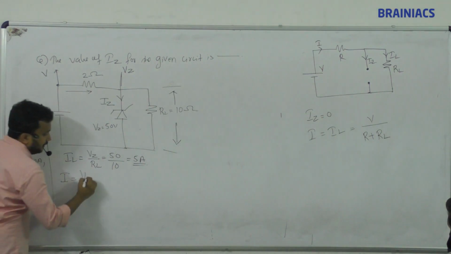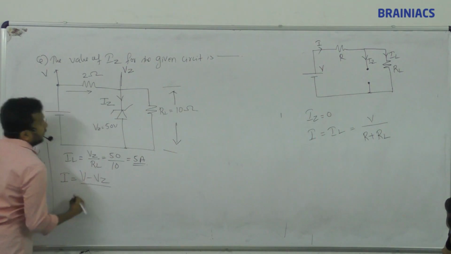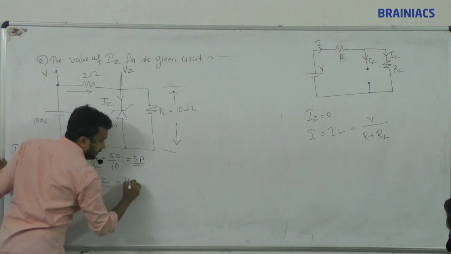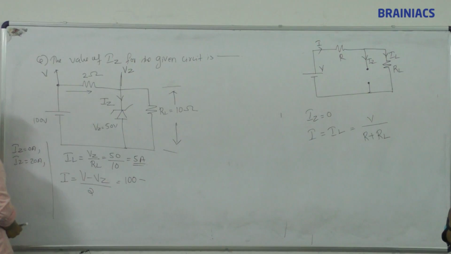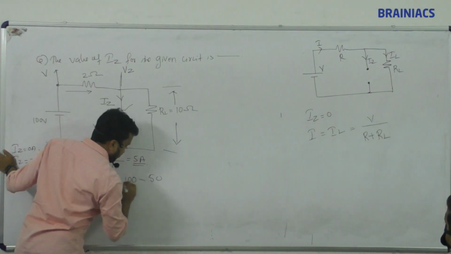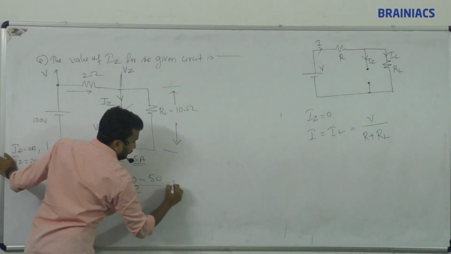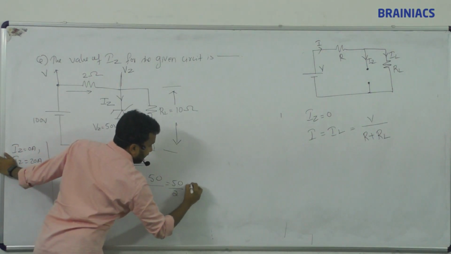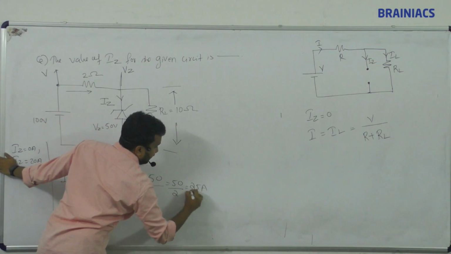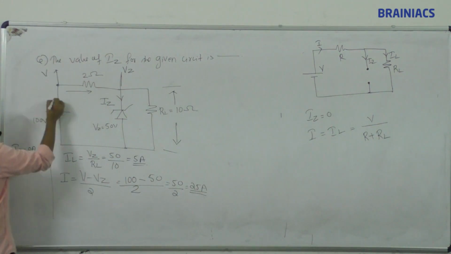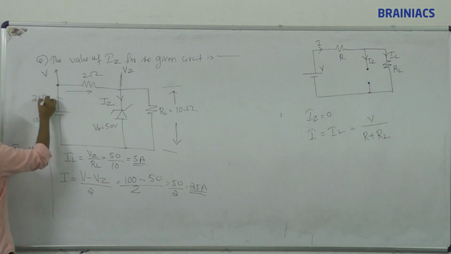Okay, so (V minus VZ) divided by the resistance 2. V means how much voltage? 100. VZ means how much voltage? 50, divided by the resistance 2. So 50 divided by 2 becomes 25 ampere. So 25 ampere is the current coming from here.